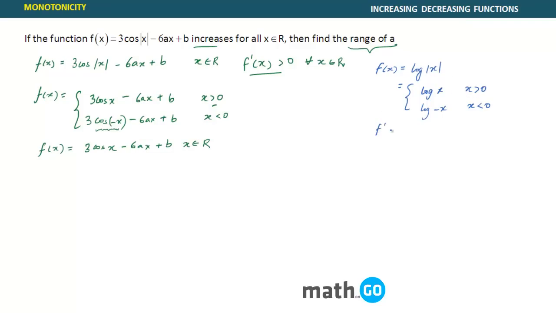Now differentiate. If I differentiate, you will get 1 by x for log x for x greater than 0. And how will you differentiate log minus x? It will be 1 upon minus x, and by applying the chain rule you will also get a minus 1. So this is for x less than 0, and you can see that the derivative for both of them is the same, that is 1 by x. So the derivative of log of modulus x is 1 by x. You people can remember this to speed up your calculations, because this is another very famous problem that is being asked day to day.